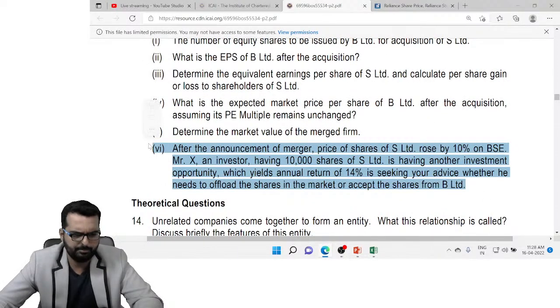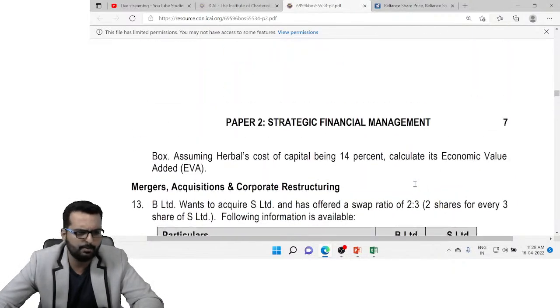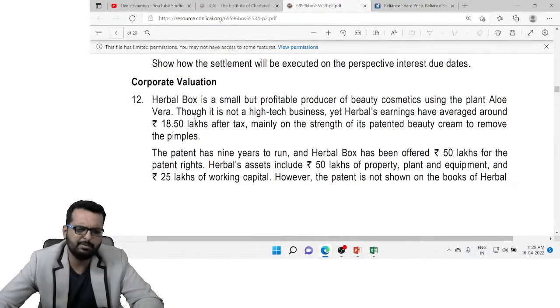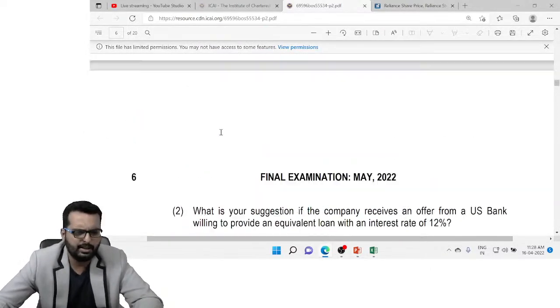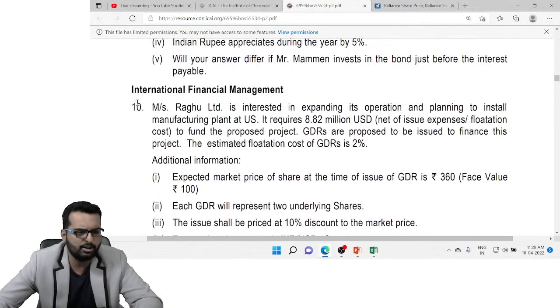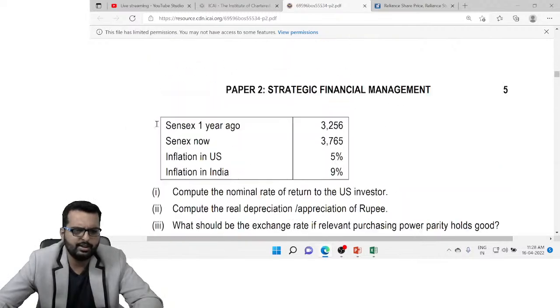One is this one, after announcement of merger. Okay, this one you have to mark. Let me go up. EVA, easy question, but they keep asking that in the exam. Then you have to go through GDR. GDR is a good question. Mark it as important. Question 9 and 8.